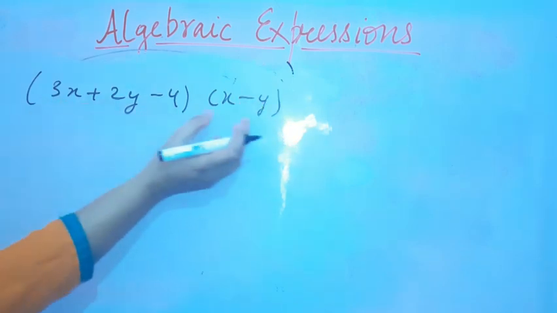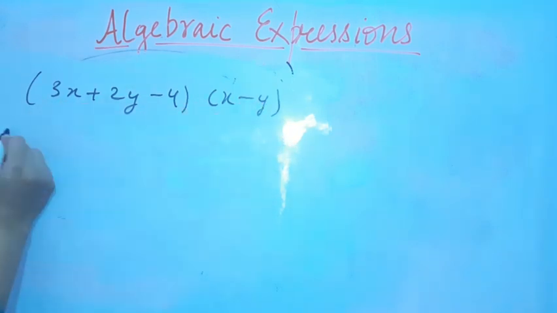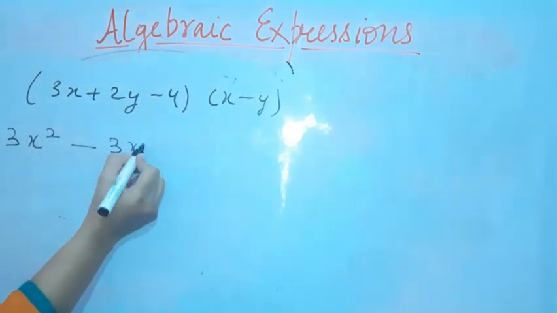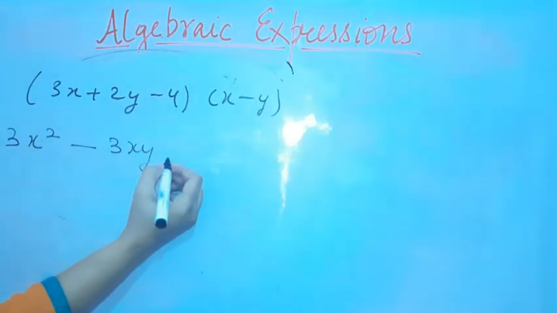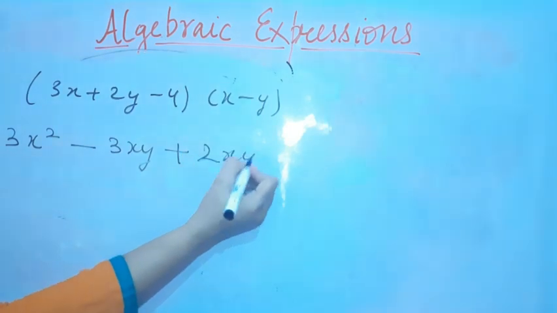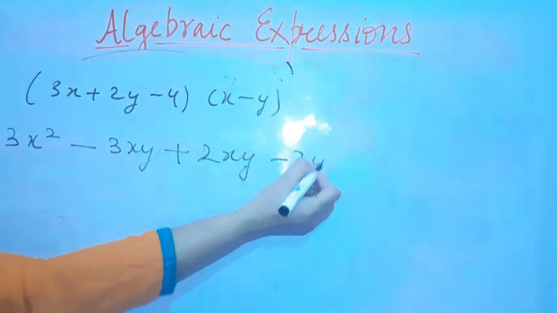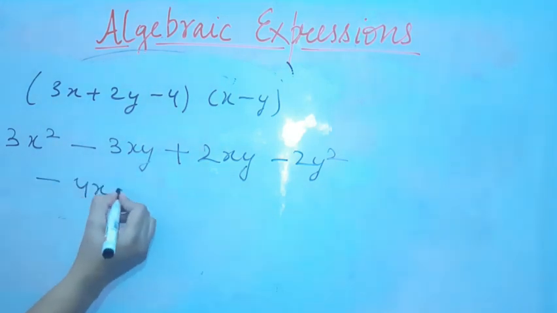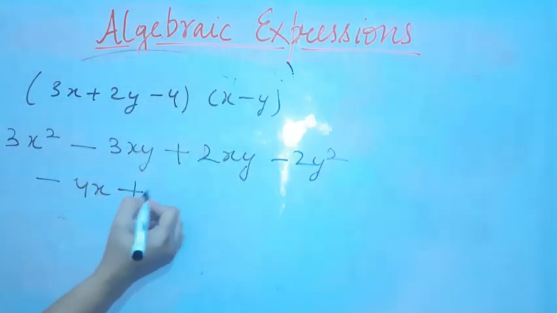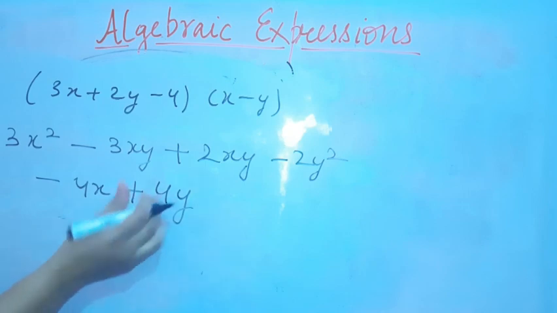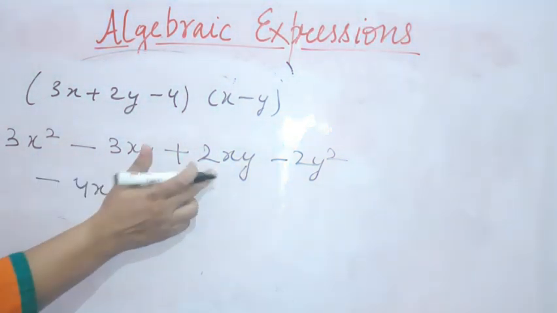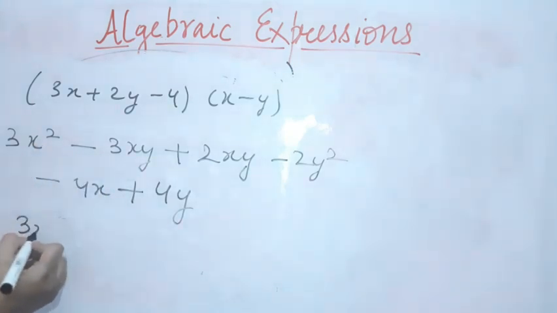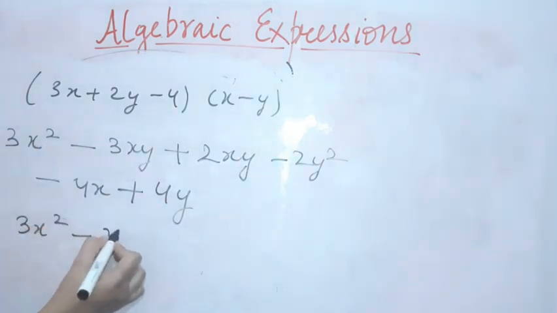Now 3x will be multiplied by x also and then minus y. So 3x multiplied by x, 3x square, minus 3xy because it is negative, plus 2xy, minus 2y square because it is negative. Now minus 4x, minus minus plus, so plus 4y. Now solving this part, minus 3 plus 2 is minus 1 because the sign of the greater number will be taken. So 3x square minus xy.